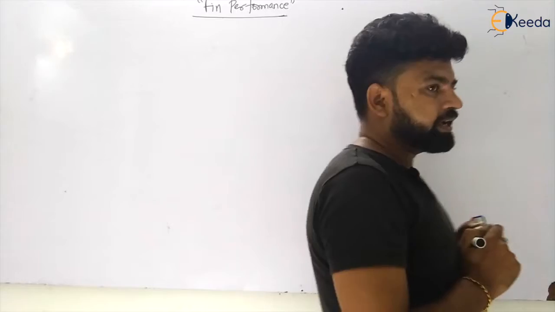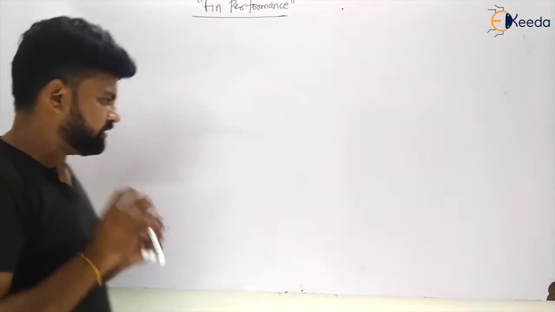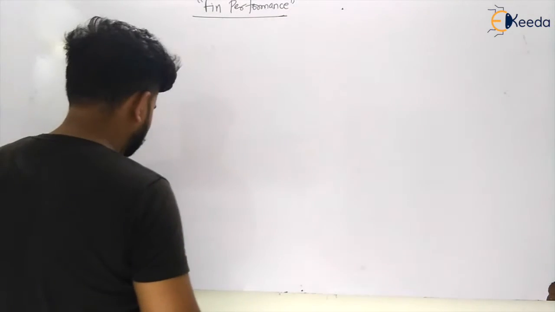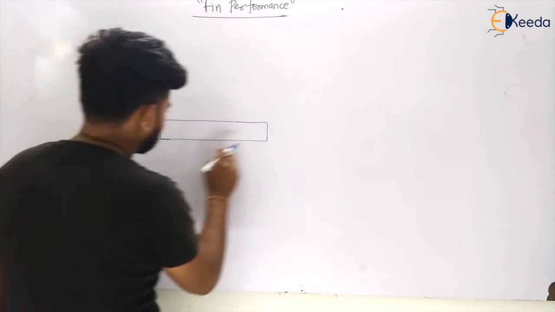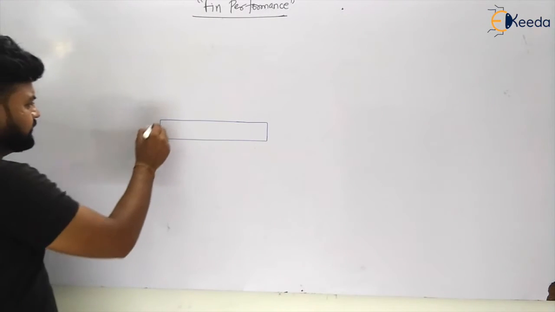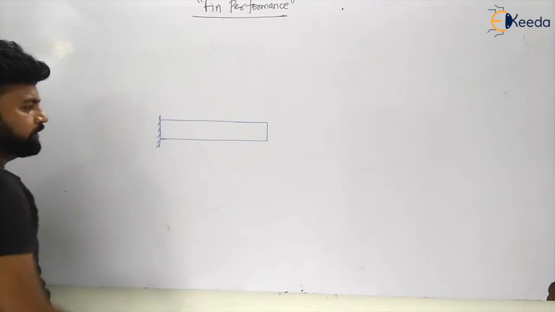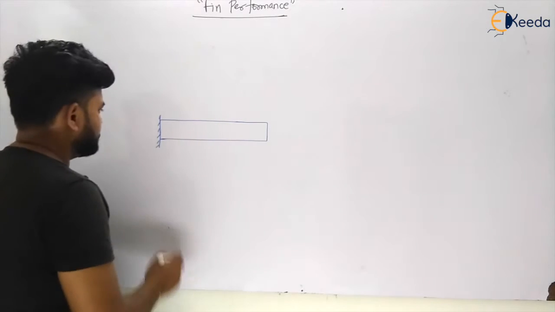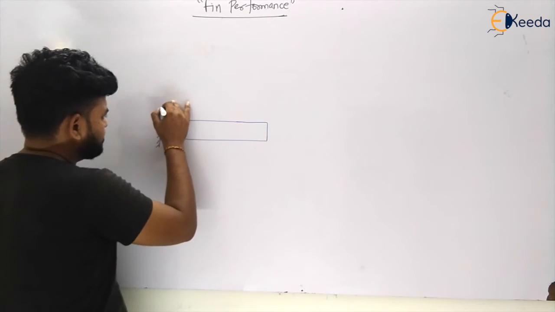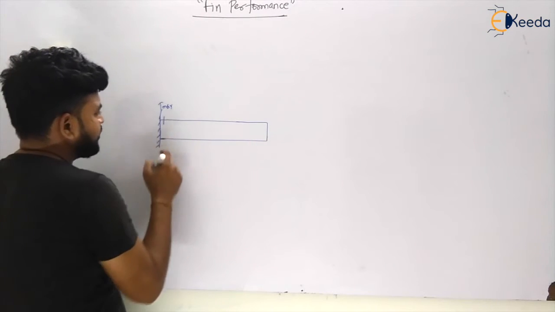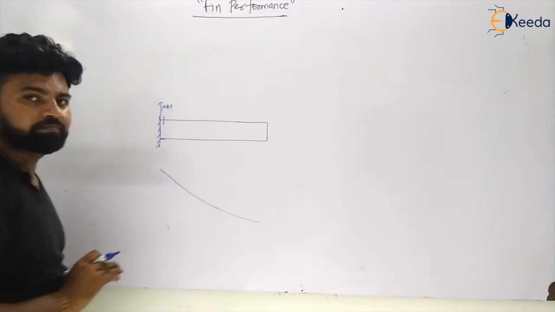If I am taking a fin and I observe what is happening inside the fin, let us say this is your fin, attached from the base to this side. What you can see is that the temperature will be maximum at the base, that is T maximum, and then slowly the temperature will decrease in this direction.